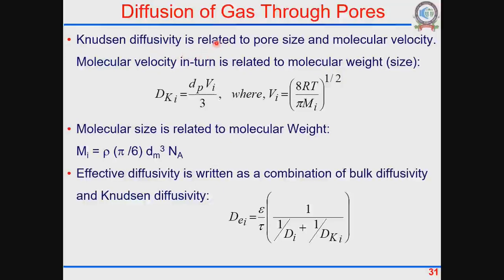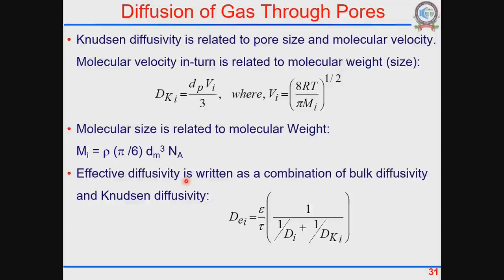So the Knudsen diffusivity, D_Ki, is related to the pore size and to the velocity of the molecules. Now again, based on the kinetic theory of gases, you can relate the velocity of the molecule to temperature and molecular weight. And the size of the molecule we have already related to the molecular weight. Effective diffusivity: diffusion in such a case occurs by a combination of bulk diffusion and Knudsen diffusion.